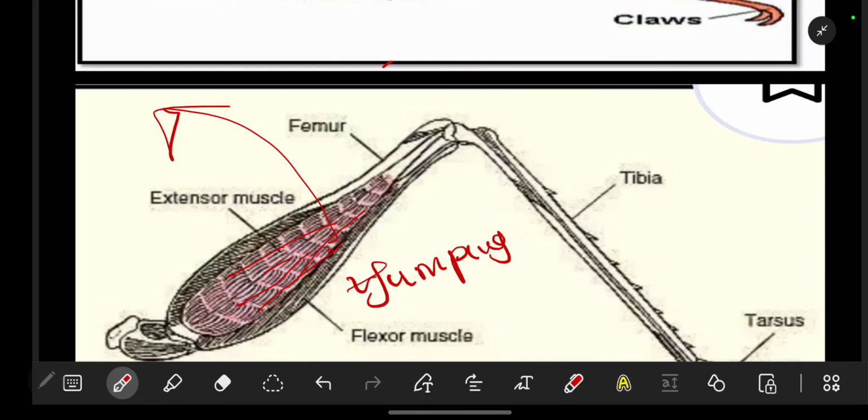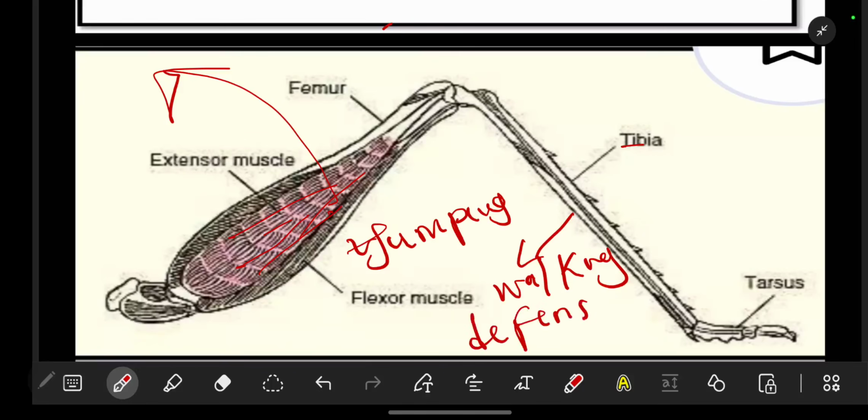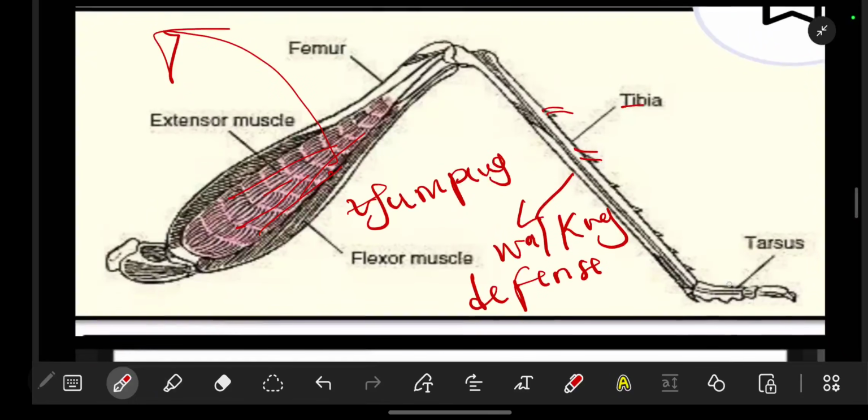Then the other part is what we call the tibia. The tibia is used in walking and running. It is also useful in defense. As you can see, it is used in defense. It even has got spikes. Then the tarsus acts as a foot of the insect's leg. So this acts as a foot like that. So that is basically the parts.